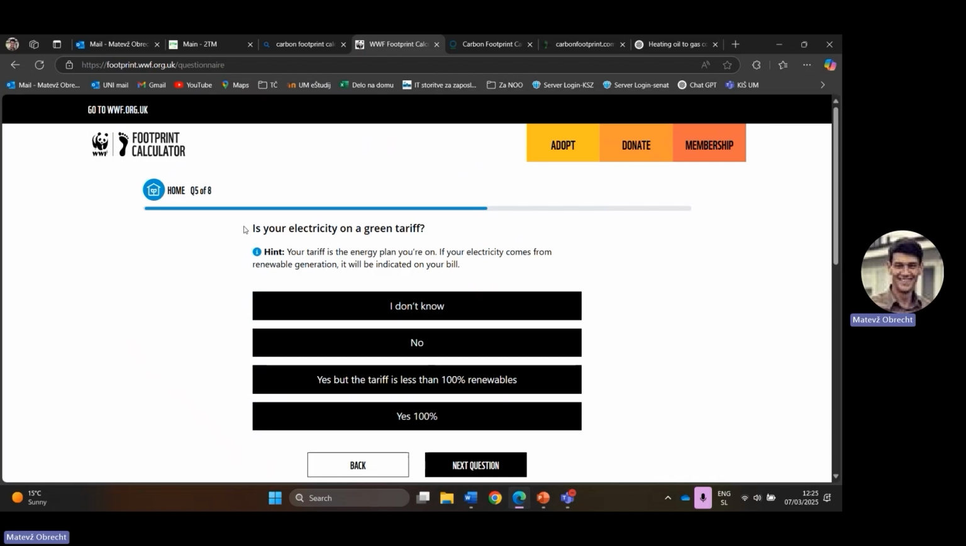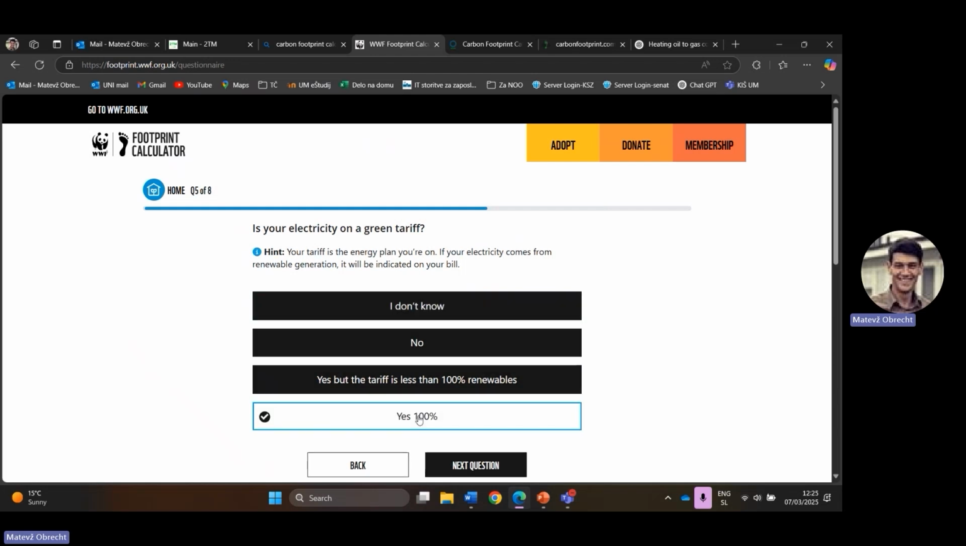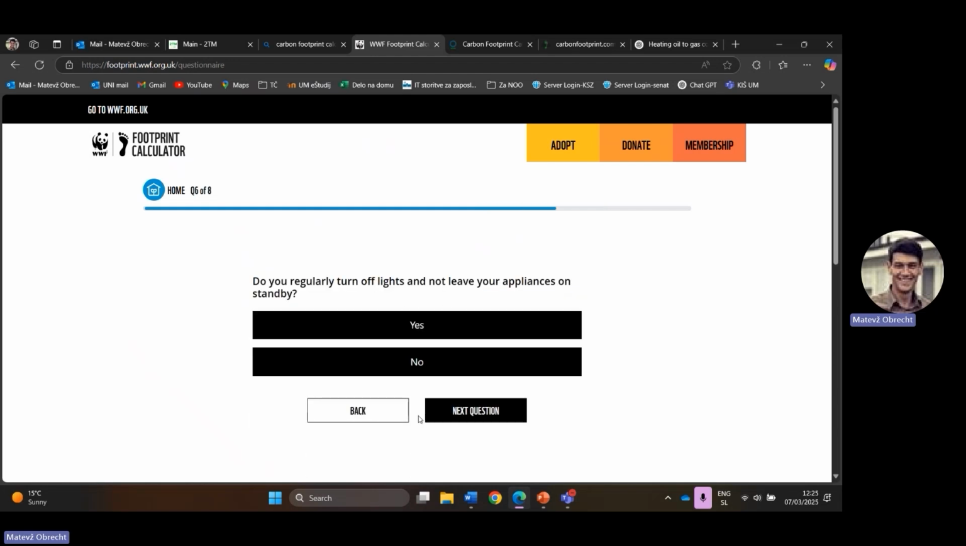So there is a question if your electricity is on a green tariff. So if you have a solar power plant, it's yes, it could be 100% or maybe something less. If you don't know, you just click don't know. For example, I know that I have a solar power plant, so I have 100% renewable electricity.